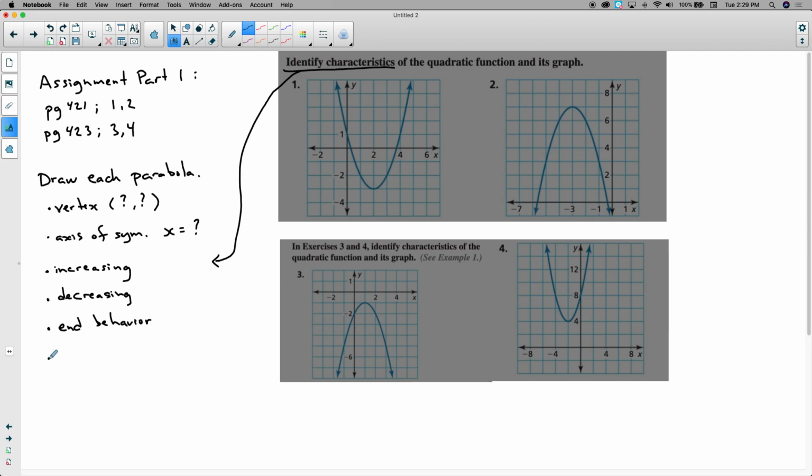And finally, the domain and range of each. Okay, so that's a lot of characteristics, but I think you'll find that there's a pattern that goes with this, and they're just the 4 problems. Okay, so by identify characteristics, this is what I'm asking you to do. It starts with the drawing.